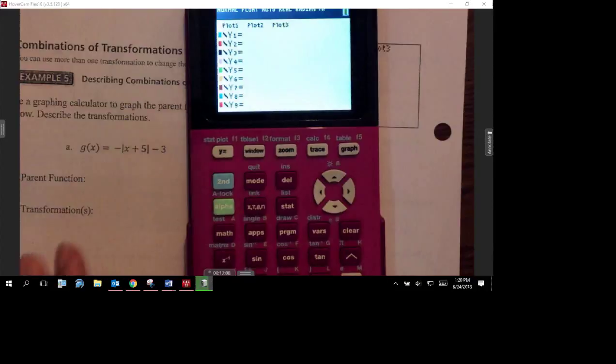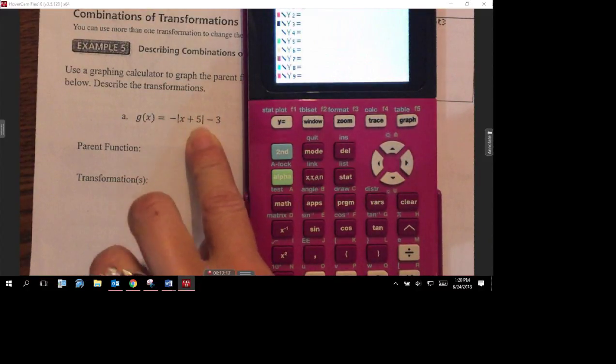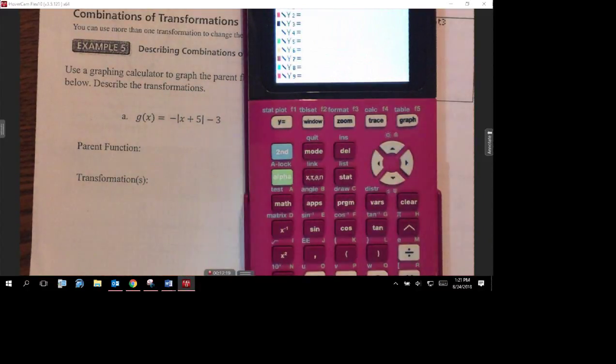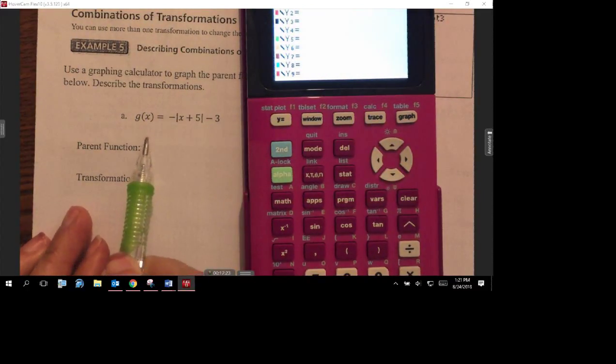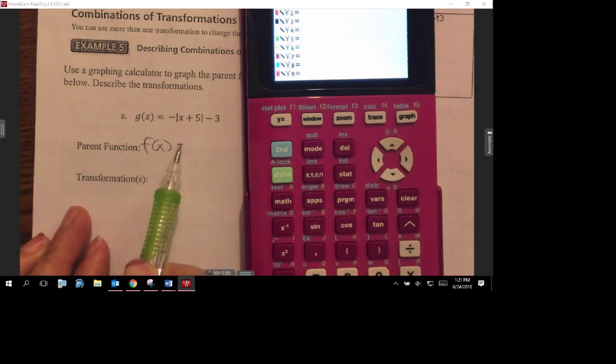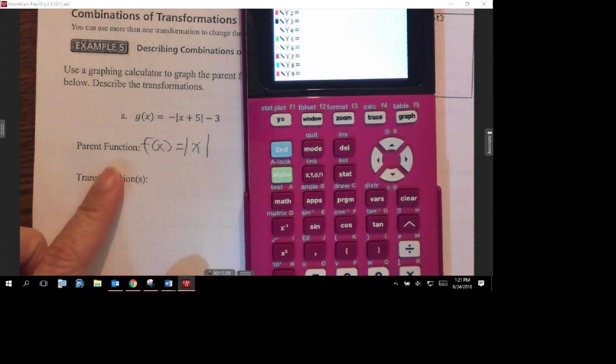Okay, so what we're going to do first is type in the parent function, and then we're also going to type in the new function. So what parent function do we have for this equation? Absolute value. So we're going to type in, and I will show you how to do it, but I'm going to write it down: f of x equals absolute value of x. So that's what goes there. Do you have your paper? I'm going to write that down too.